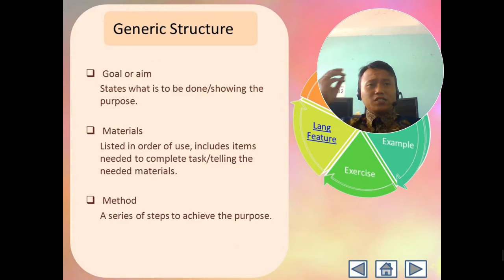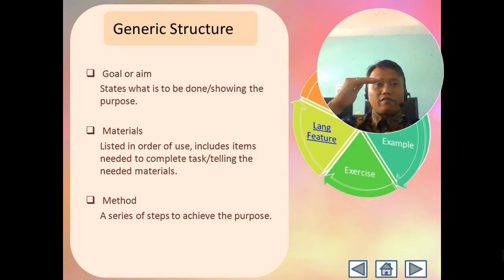Now, the generic structure. To understand the use of procedural text, or maybe in the future you will make some products that need your consumers to read a procedural text, you will need a structure to understand how to write a procedural text. First of all, you need a goal or aim. What is the goal you need your reader to reach?